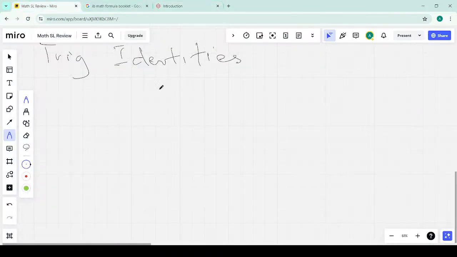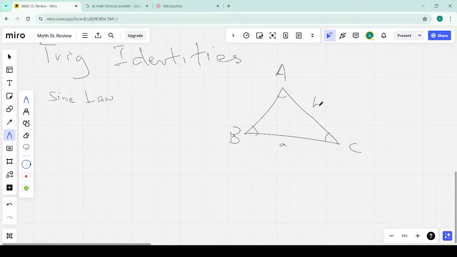Okay, I'll just start with the sine law then. So given a triangle, say like that, sides or angles A, B, C, sides A, B, C. Sine law states that A over sine A equals B over sine B equals C over sine C.